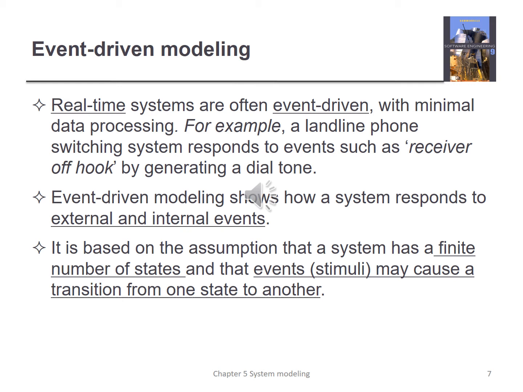Event-driven models show how a system responds to external and internal events. It is based on the assumption that a system has a finite number of states. Each of these is a state, and we always start with the idle state. If an event occurs, it will move to another state. We talk about events, stimuli, and responses. A stimulus may cause a transition from one state to another, depending on the value or what that event is all about.